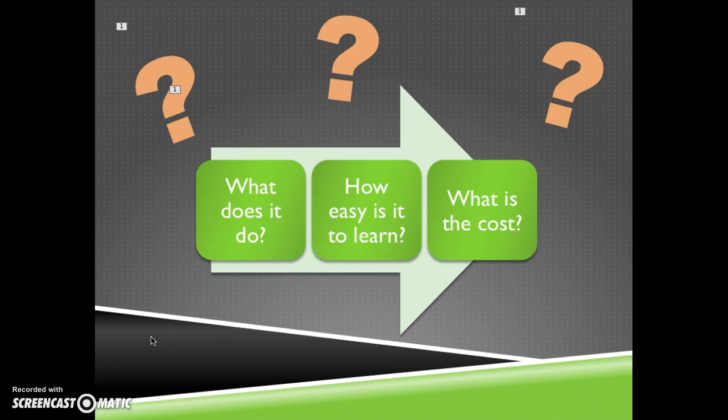This tutorial will find out what Adobe Captivate can do, how easy it is to learn, and what the cost would be.